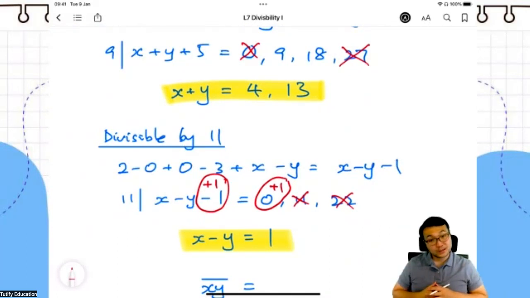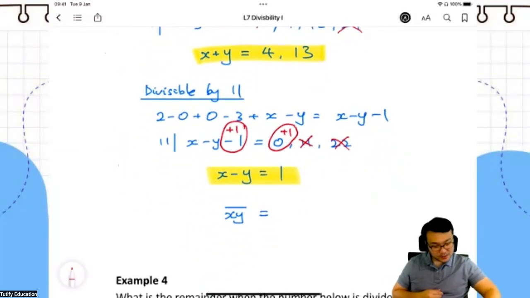7 and 6. Then when I take 7 minus 6, do I get 1? Yes. Okay, what is xy? 7 and 6. So what number is this? 76.